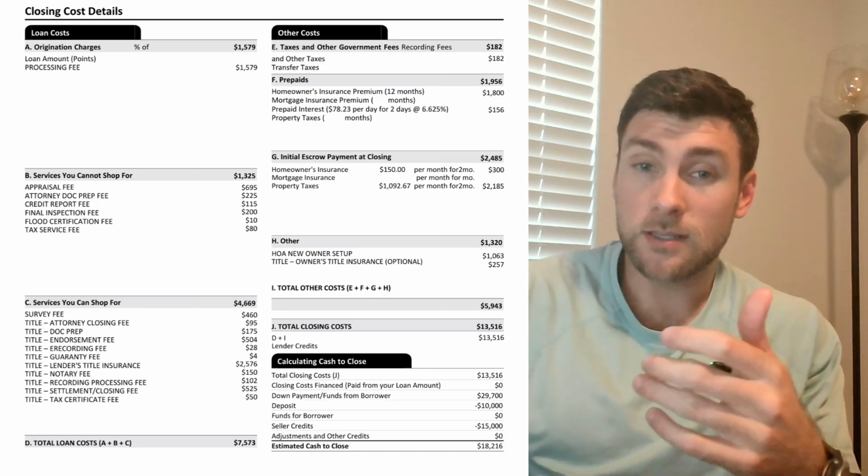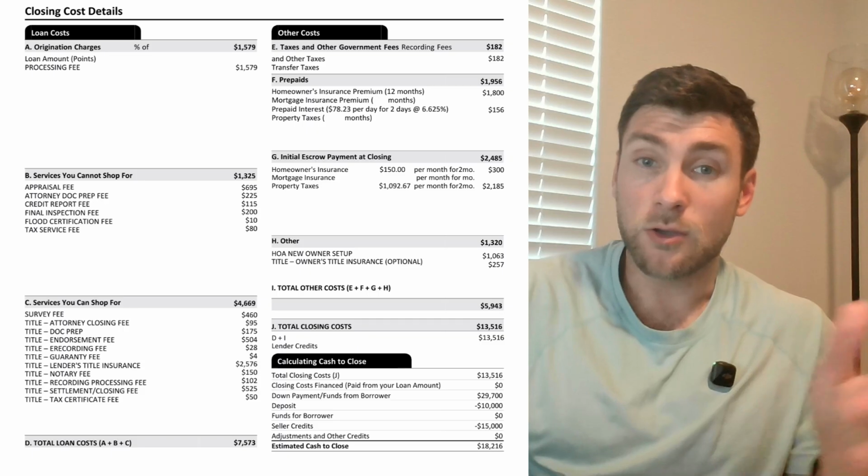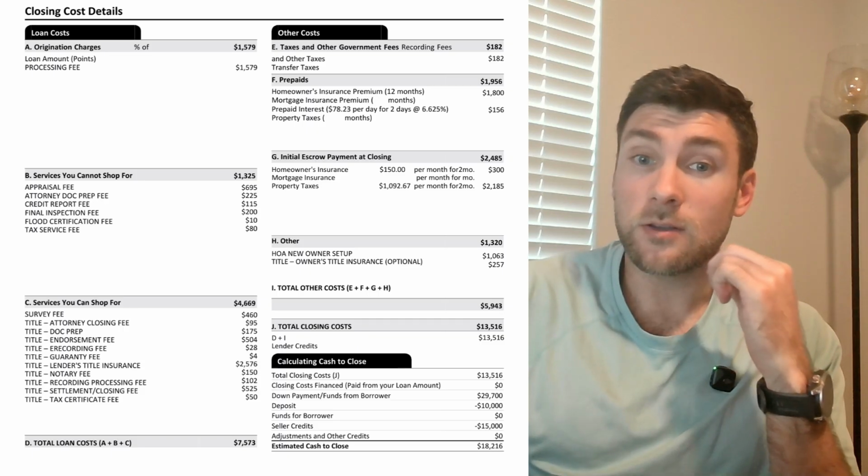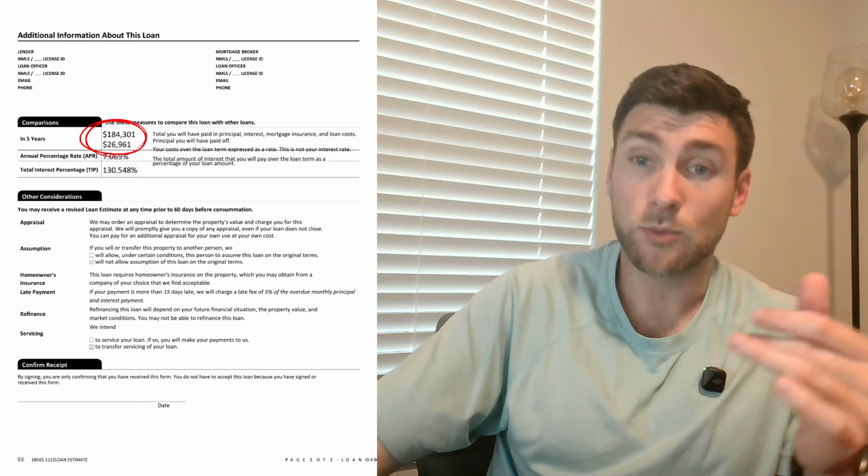Okay. Now in this instance, this borrower is getting seller credits. So what that means is credits will be taken away from the total amount in the closing costs. Those seller credits will be taken away from the total closing costs, which will reduce the estimated cash to close. So the accumulation of all of these numbers, the down payment plus the closing costs, minus the deposit, minus any credits or other adjustments, will be your cash to close, what you bring to the table.